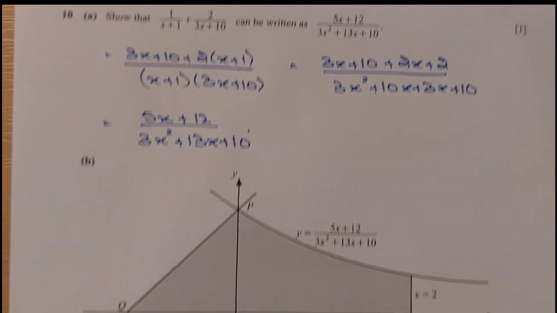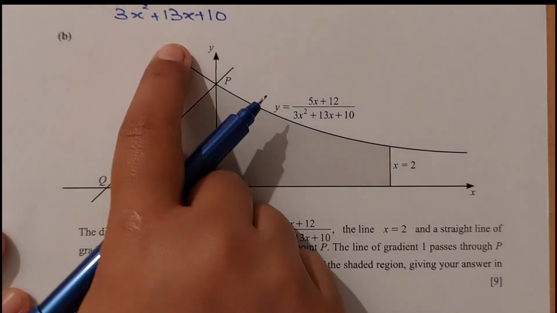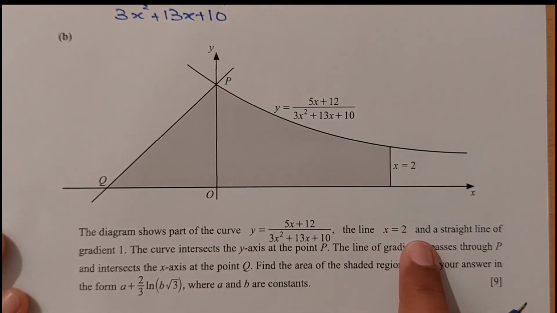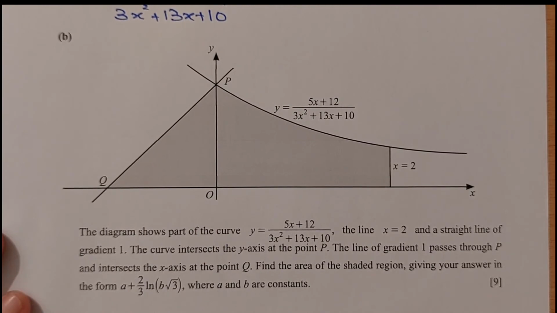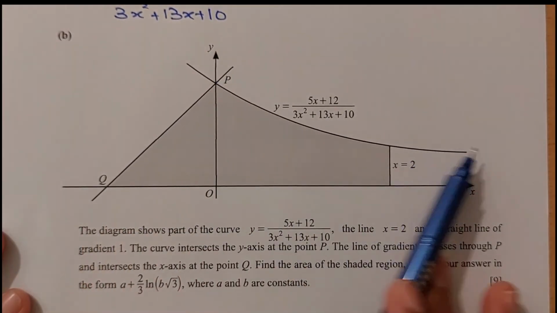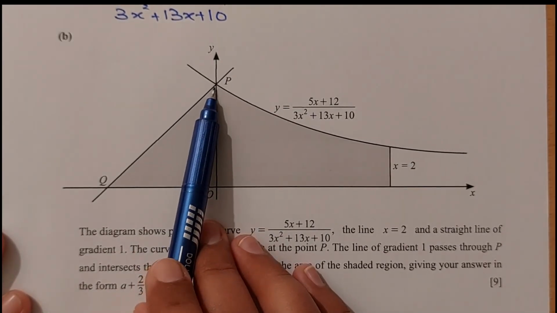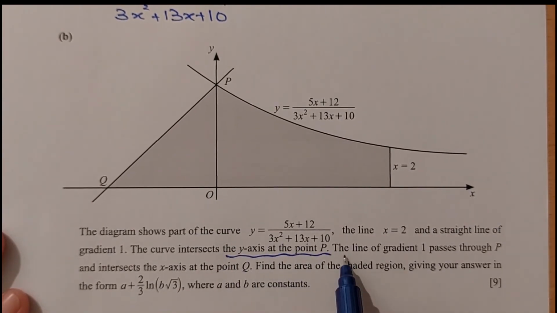Right. Now for the B part, the diagram shows the part of the curve, the line x equals 2, and the straight line of gradient 1. This is a straight line having slope equal to 1, right? Okay, the curve intersects the y-axis at point P. This is a curve that intersects the y-axis at point P. So at this point, the variable x equals 0.